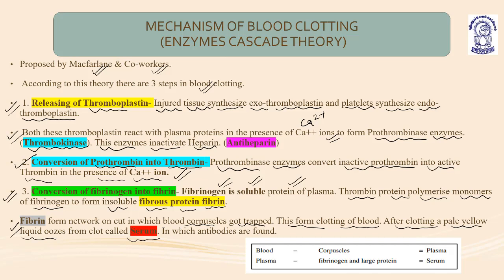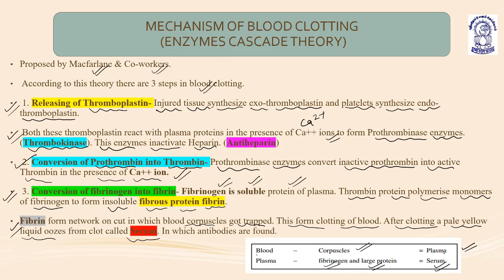Understood? So blood minus corpuscles is plasma. If we remove the corpuscles part from the blood, it becomes plasma. And if we remove the fibrinogen and the large proteins of the plasma, then it will become serum. So the difference between blood plasma and blood serum is what? Blood plasma is blood minus corpuscles and blood serum is plasma minus fibrinogen and large proteins. Meaning the clotting elements. If we remove the clotting elements from plasma, it will become serum.